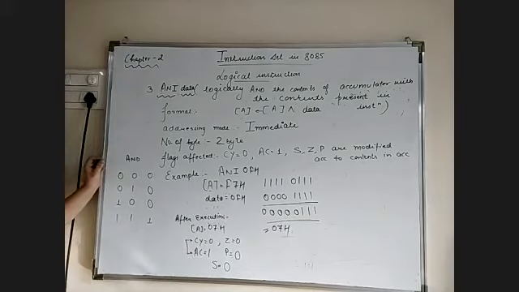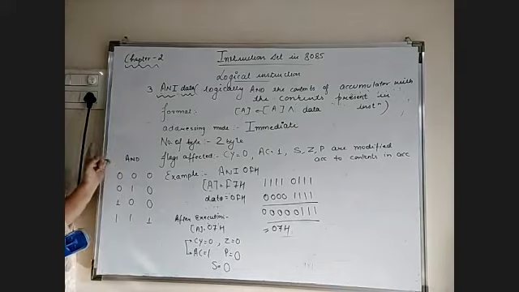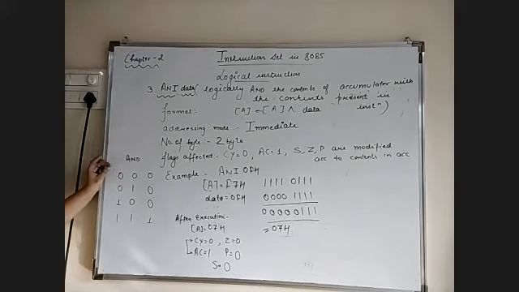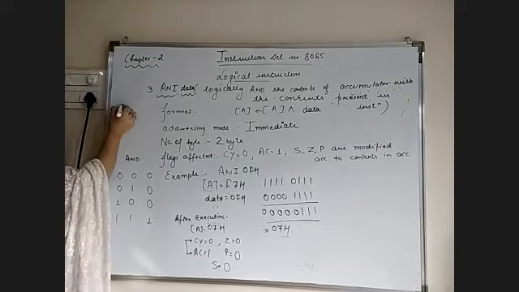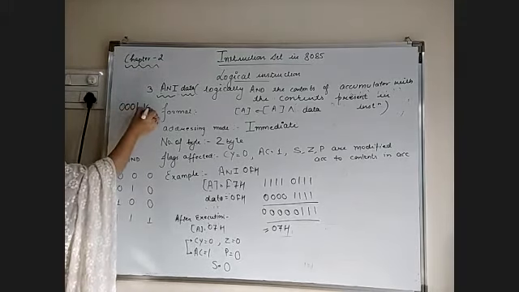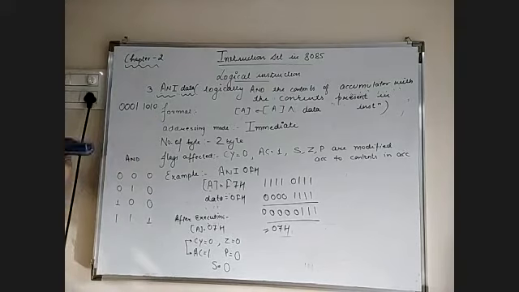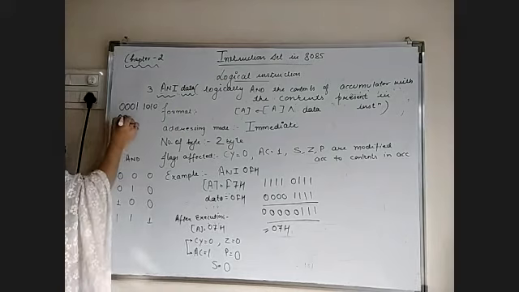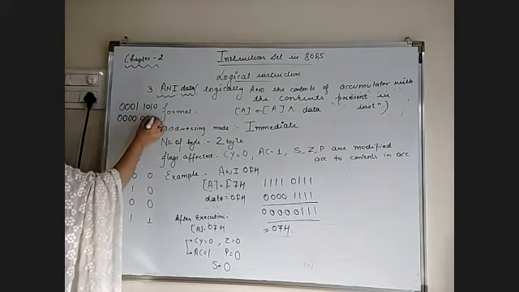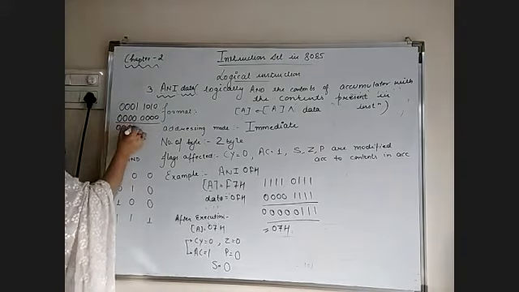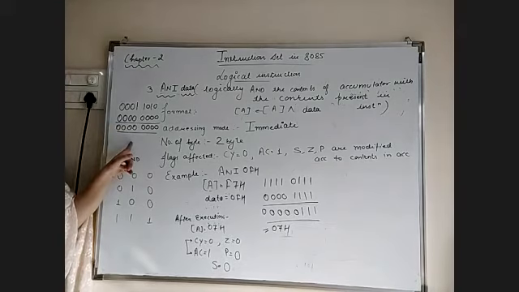Now you have observed one thing: anything that we logically AND with 0 becomes 0. For example, we have the contents 0 0 0 1 1 0 1 0. If we logically AND these contents with 0, what will be the result? The result is 0 0 0 0 0 0 0 0. So that means anything that we logically AND with 0 becomes 0.